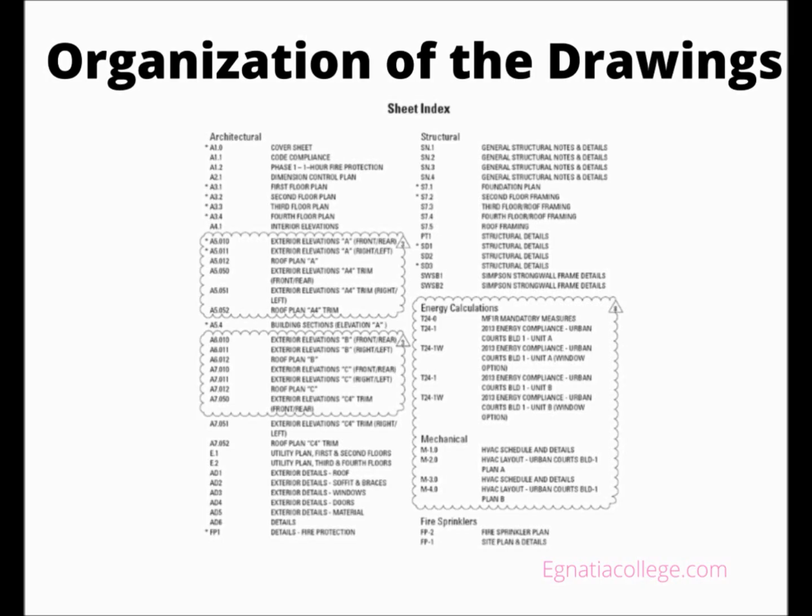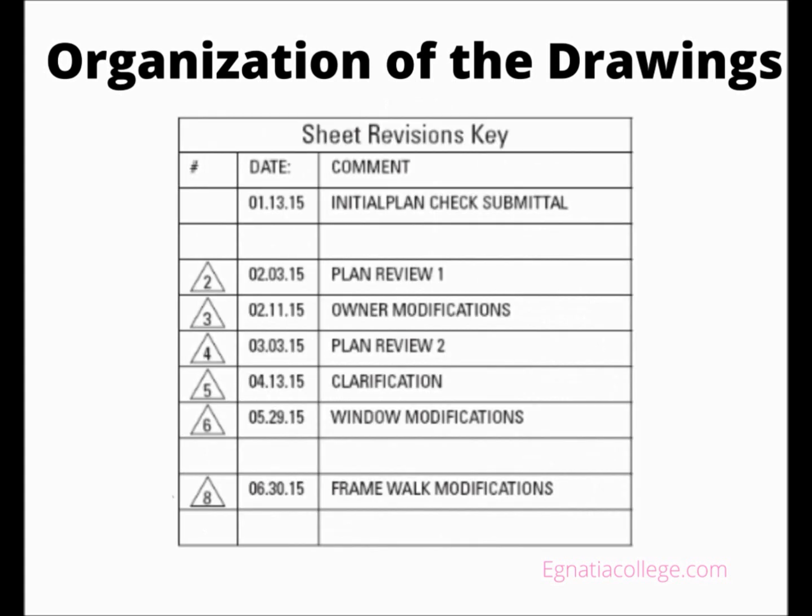The drawing set for urban courts has too many sheets to include all of them in the drawing packet with this textbook. Only the sheets that are marked with an asterisk in this figure are included in the packet. The complete cover sheet is included in the drawing packet with this textbook. Notice that some of the listings for some of the sheets are encircled with a scalloped line. These are sheets that were modified after the original drawings were produced.